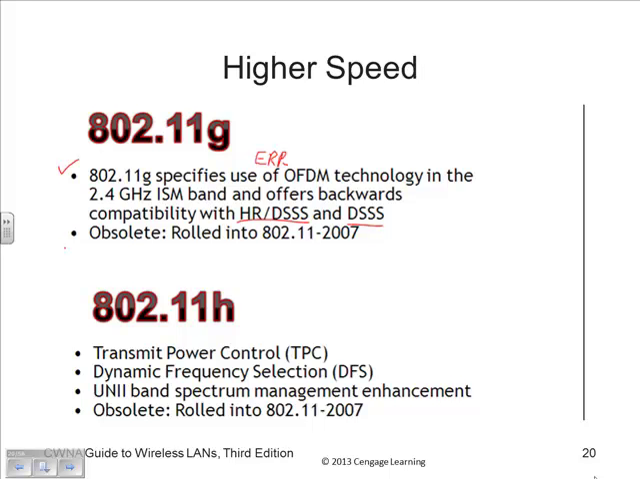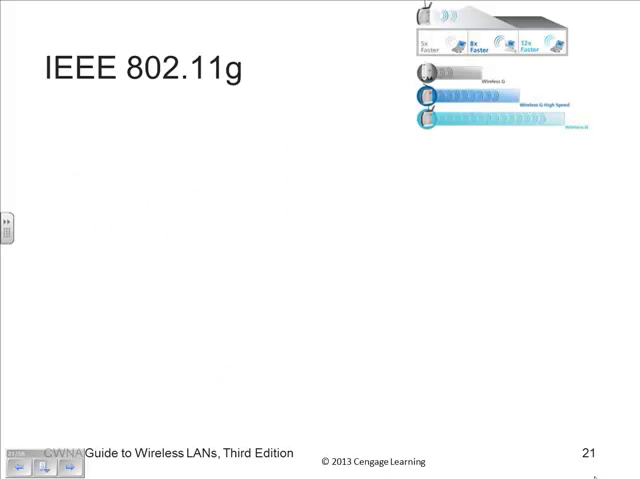And they have specified power levels that can happen. The transmit power control allows the system to self-regulate to the power. It also has dynamic frequency selection so that it can select the best frequency for these things. Uni-band spectrum management enhancement, and again the uni-band is, when we see this, think 11A, what used to be 11A is now part of the 5 gigahertz frequency.